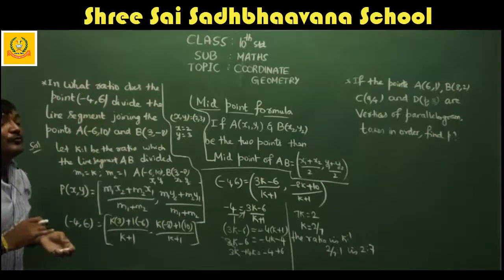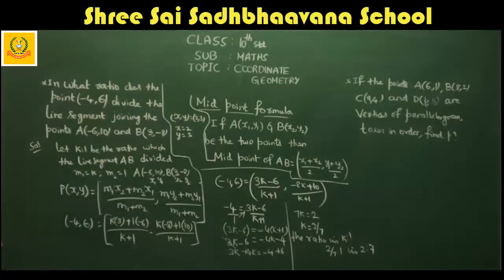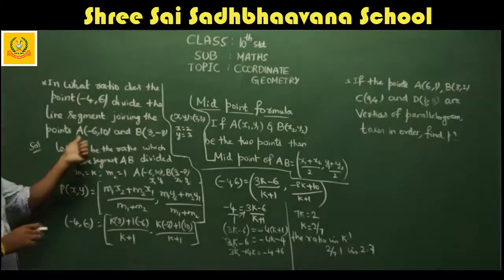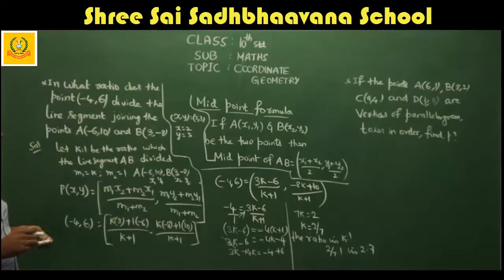So what I am telling is, whenever you are doing a sum, read the sum 1 or 2 times, maximum 3 times, so that you can understand the sum. Then you can proceed. So the question is: in what ratio does the point (-4, 6) divide the line segment joining the points A(-6, 10) and B(3, -8)? Okay, this is the question.